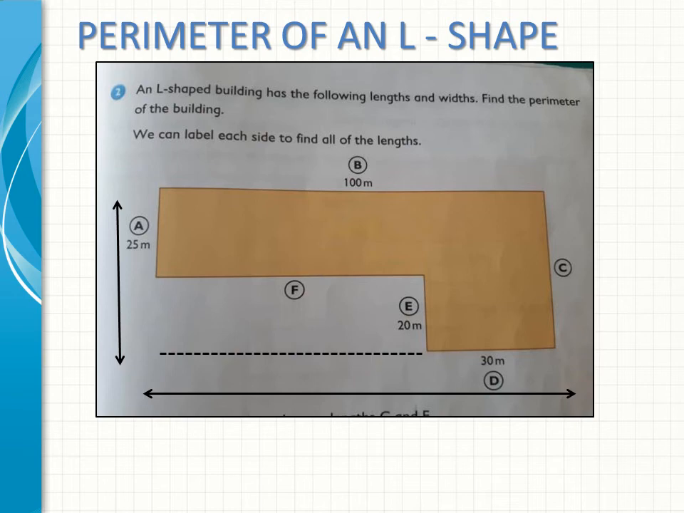So let's add 20 and 25 together. What do we have? 45. Great job. So now we know that line F is 70 and we also know that line C is 45.